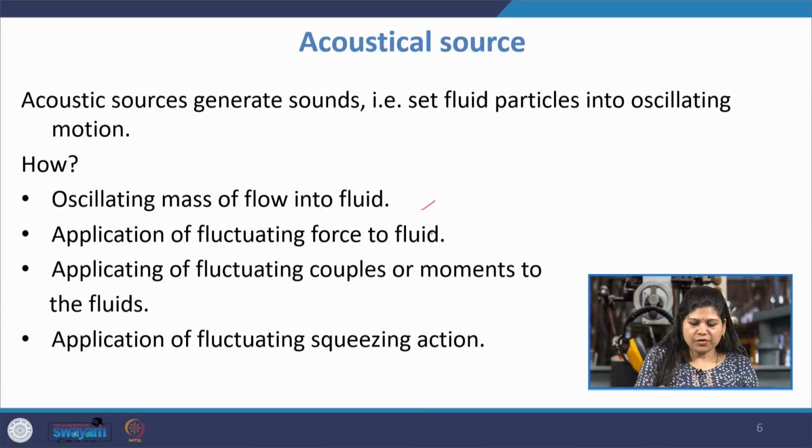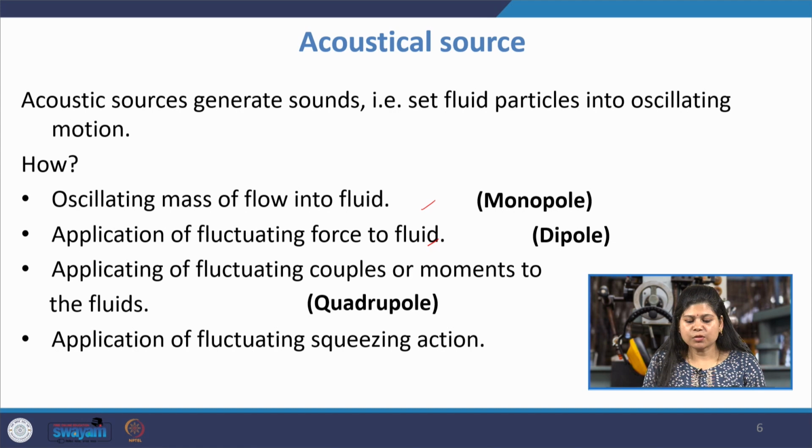Other means of creating sound could be the use of fluctuating moments or couples, which usually happens in the case of turbulence, where you have some kind of couple or moment which sets an oscillatory motion to the fluid particles. Then there could be fluctuating, squeezing actions. So, depending on how a source generates the sound, we classify them as monopole, dipole, quadrupole. This particular thing here is a more complicated mechanism, which again we will not deal with in this particular lecture series.